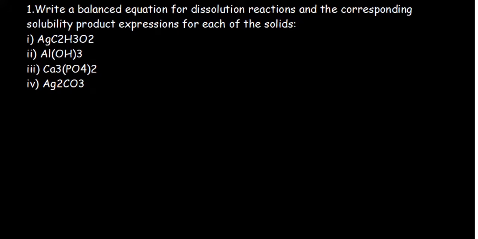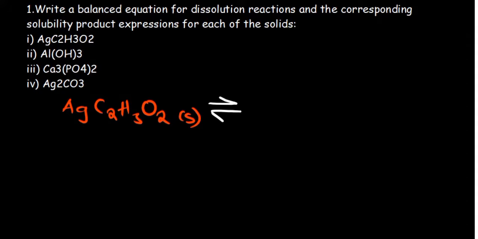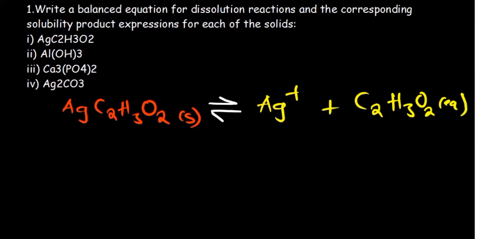For the first one, we have silver C2H3O2, which is a solid. To show that this is at one point going to reach equilibrium, we'll use the two arrows, and then we'll split this into the ions. The only ion that we can clearly see is silver, Ag plus, and then the other substance I'll write as it is. Is it balanced? It is. So we've answered the first part of the question.